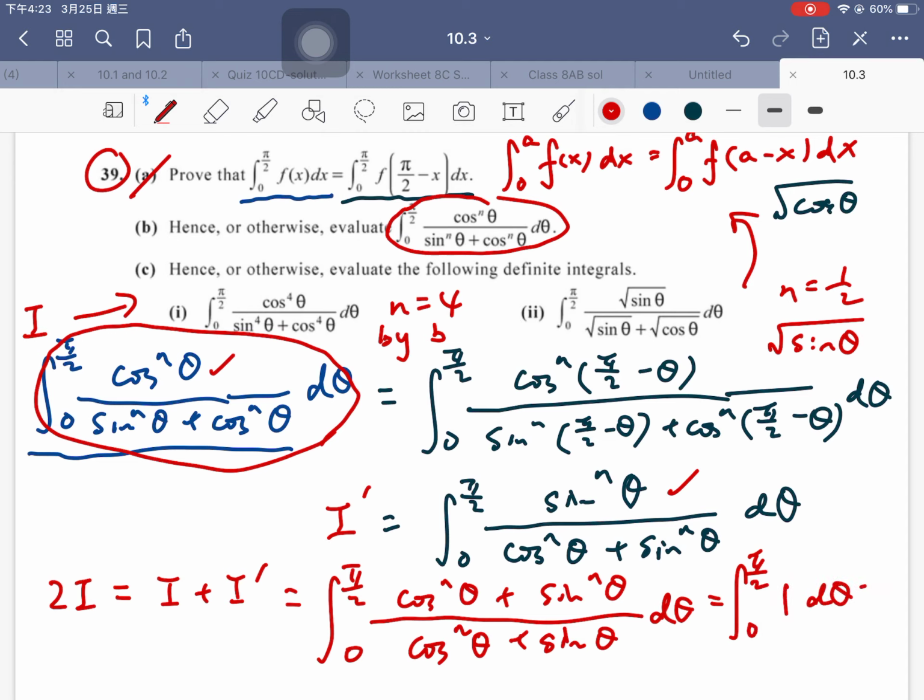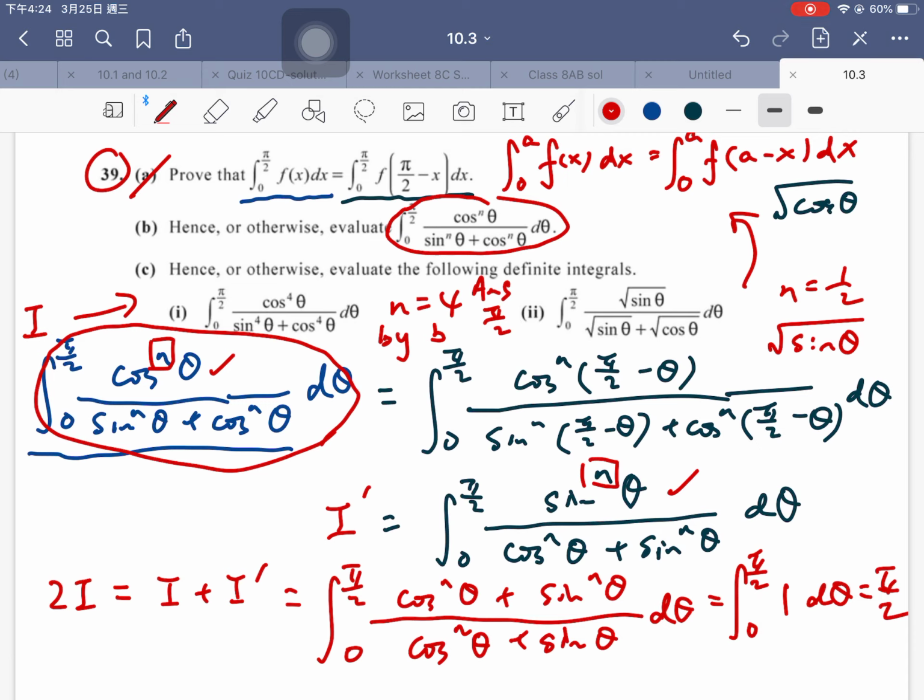So the answer is pi over 2. The answer for this one is pi over 2. You see that no matter what the n is, the answer is always pi over 2. So you can see that here the answer is pi over 2.